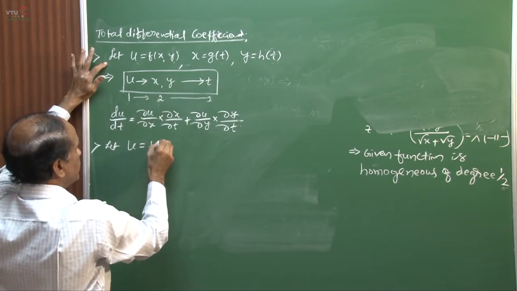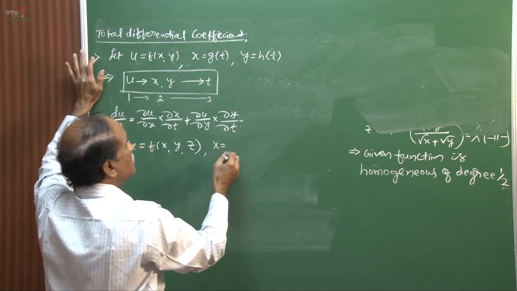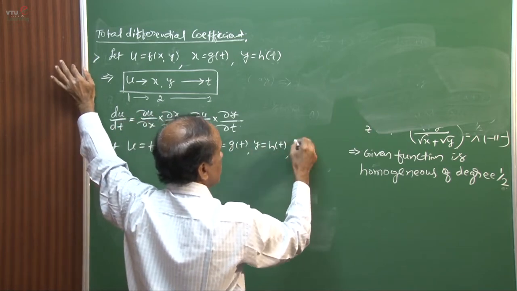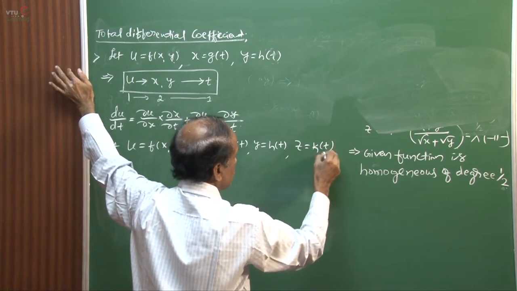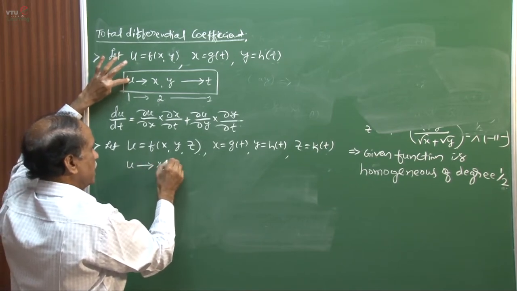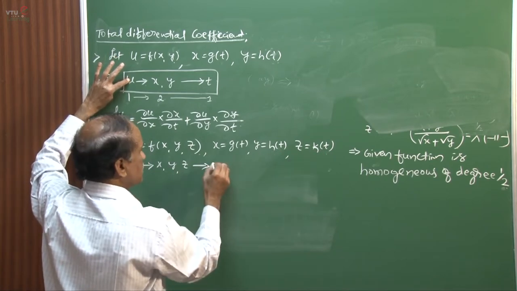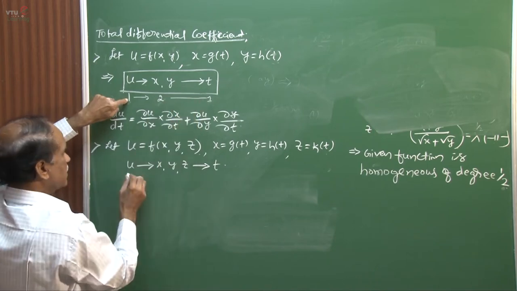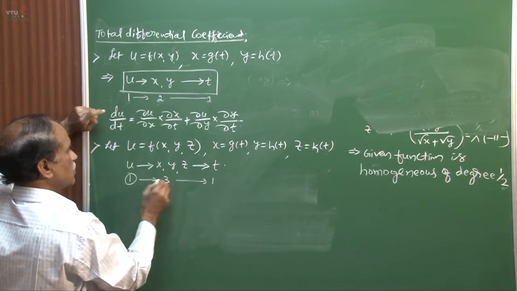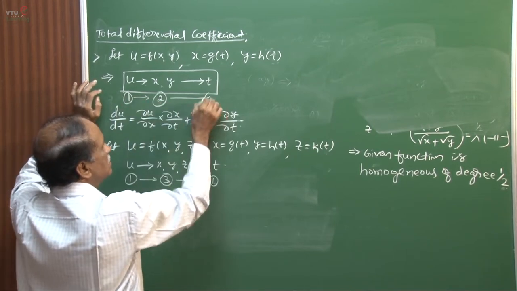If u is equal to f of x comma y comma z, then x is equal to g of t, and y is equal to h of t, and z is equal to k of t. That means u is connected to x, y, z, and all these three are connected to a single quantity, t. Therefore, here it was 1, 2, 1, but here it is 1, 3 and 1. This is one symbol, three symbols, and one symbol.